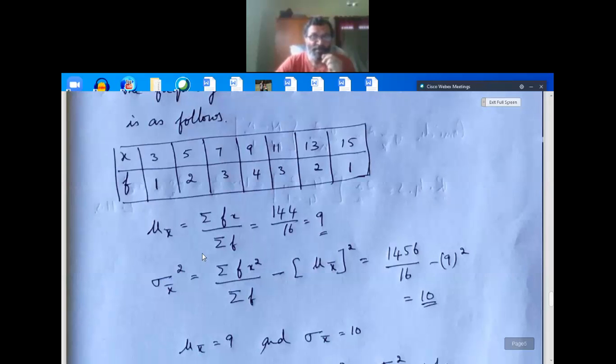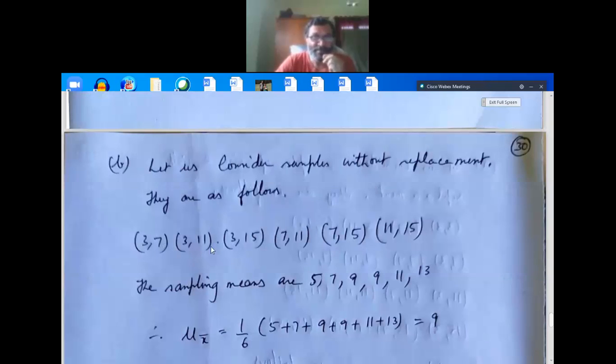Now without replacement, with 3, 7, 11, 15 and size 2. The samples are 3, 7; 3, 11; 3, 15. Replacement is not there, so 3, 3 is not allowed. Then 7, 11 and 7, 15. We cannot write 7, 3 because 3, 7 is already there. Then we get 11, 15. 15, 11 we can't write, and 15, 7 we can't write since 7, 15 is there. 11, 7 we can't write since 7, 11 is there. So I hope you follow.